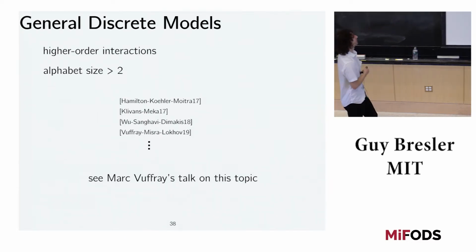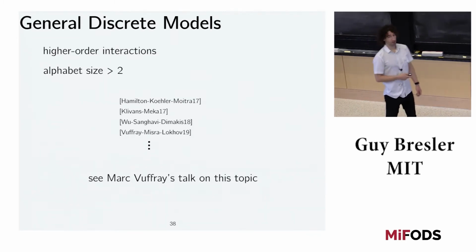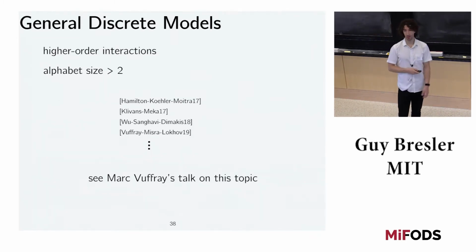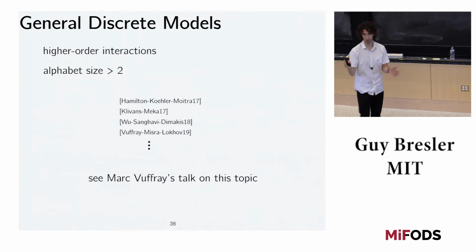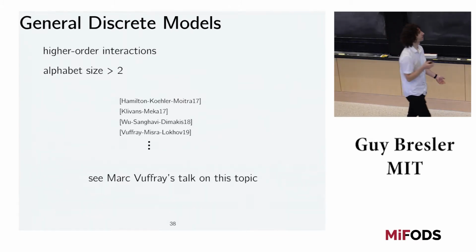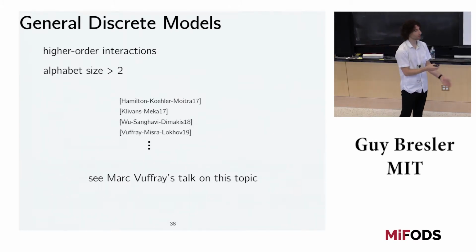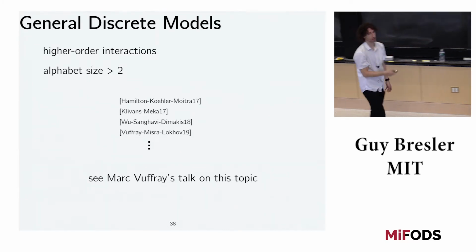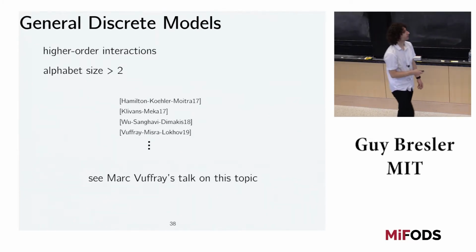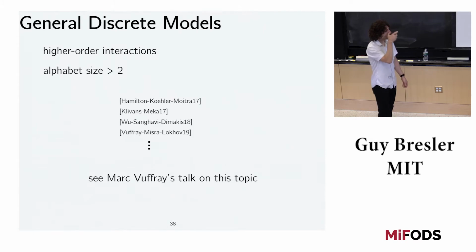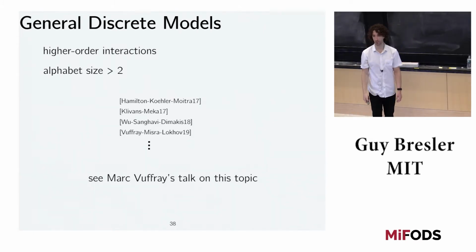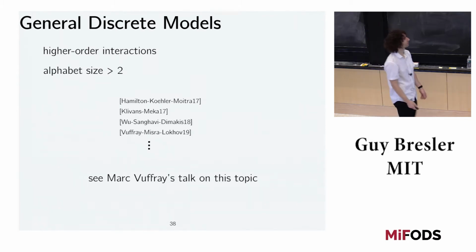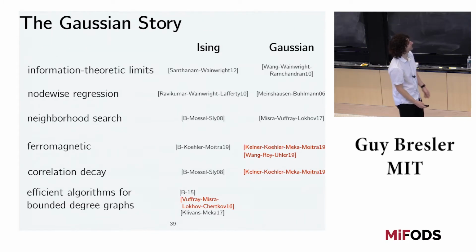Great. There's a lot more that can be said about general discrete models. I will not say anything more, except to say that the two directions that one must generalize to understand general models are higher order interactions other than pairwise, and alphabet size that's bigger than 2, so not just binary. And there are a number of papers on this topic, and Mark is going to talk on this topic in a couple of days, so you should attend his talk.